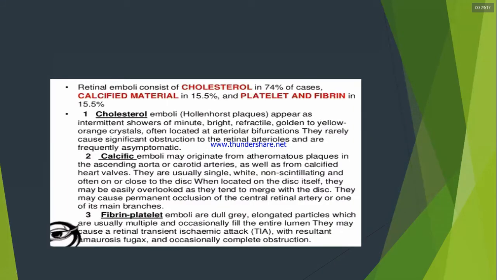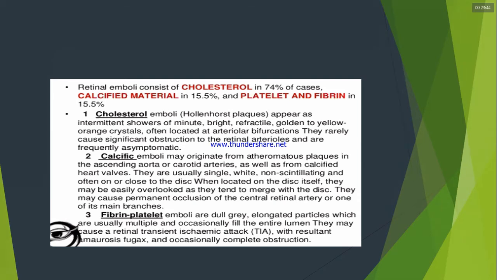There are other types of emboli also. Retinal emboli consist of cholesterol in 74% of the cases, calcified material in 15.5%, and platelets and fibrin in 15.5% of the cases. So cholesterol, calcified, and fibrin-platelet. I think you have already learned this in physiology also.